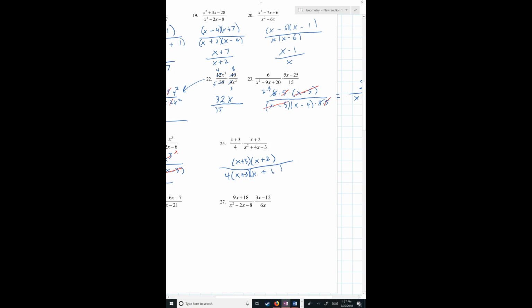So then I'm looking for things to cancel. I can see the x plus 3's. So then I'll be left with x plus 2 on top. And on the bottom, I'll be left with a 4 times x plus 1, which would be 4x plus 4.